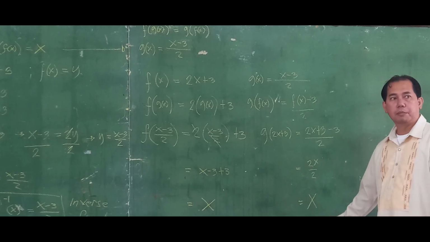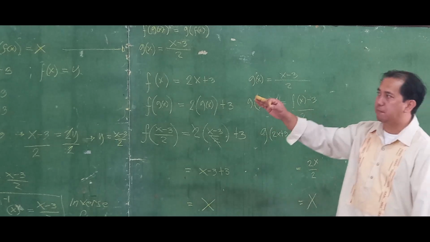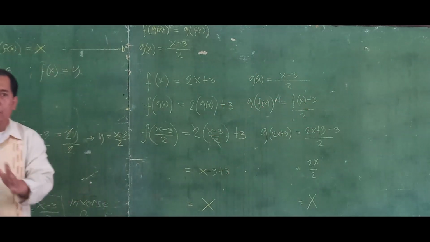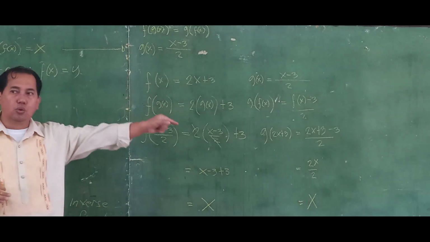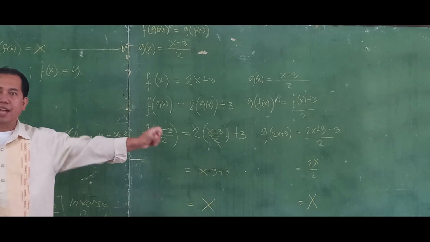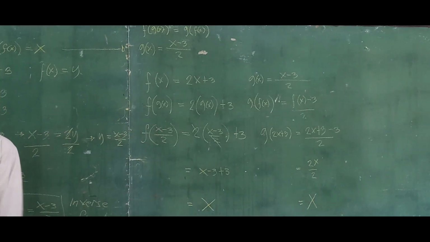Are they the same? That is the meaning of one-to-one correspondence that I already mentioned a while ago. The value of x corresponds to exactly one value of y. That value of y will never be repeated. One-to-one correspondence.